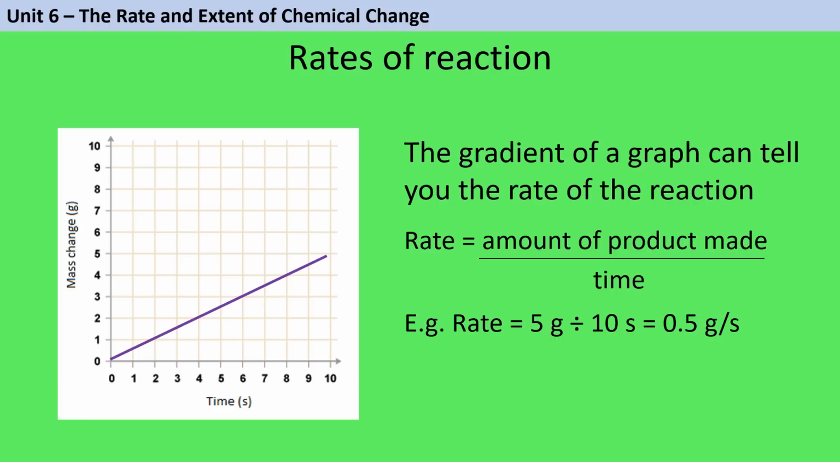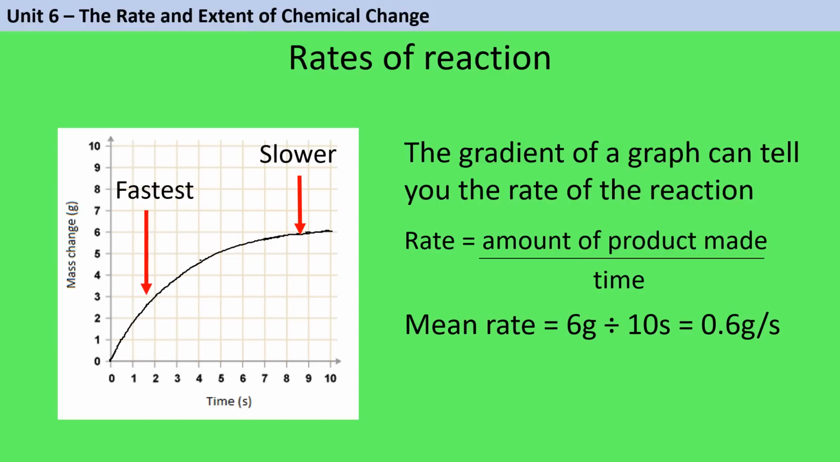So we're actually still using the same formula that we used before, but even if you forget that, you know from GCSE maths that to work out the gradient, you divide the change in the y-axis by the change in the x-axis. So here we divide 5 grams by 10 seconds to get a rate of 0.5 grams per second.